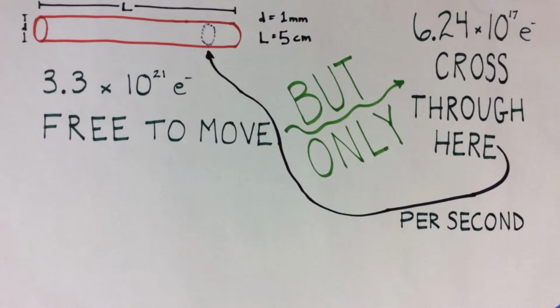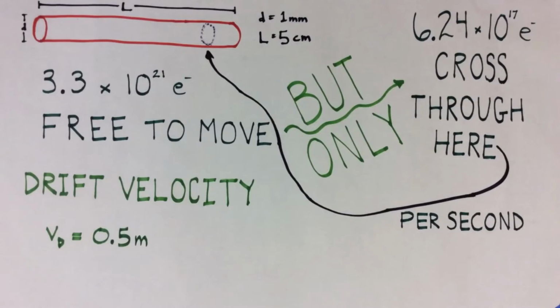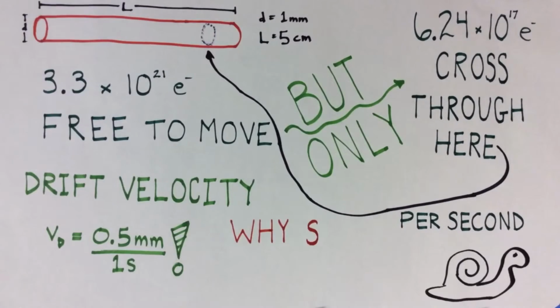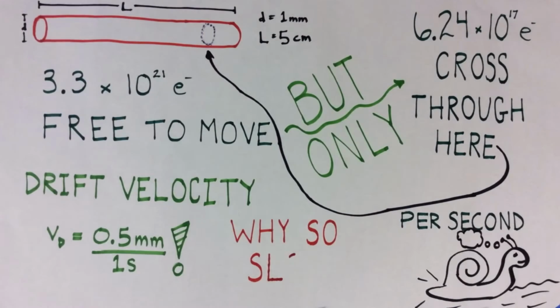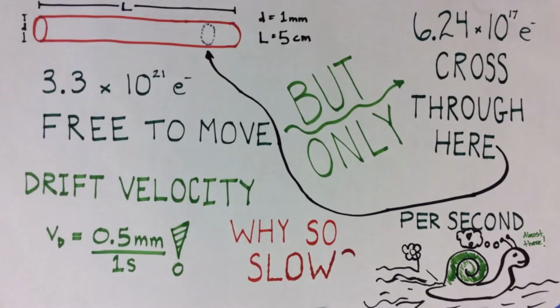If we calculate the electrons per second, we get a huge number. Let's compare this number to the number of electrons in the wire. Even though many electrons pass each point every second, there are more electrons residing in the wire. So many more that the velocity of a single electron is very slow. This is called drift velocity. But why is it moving so slow?